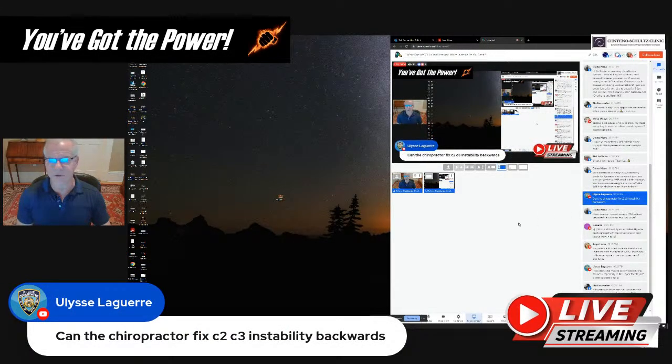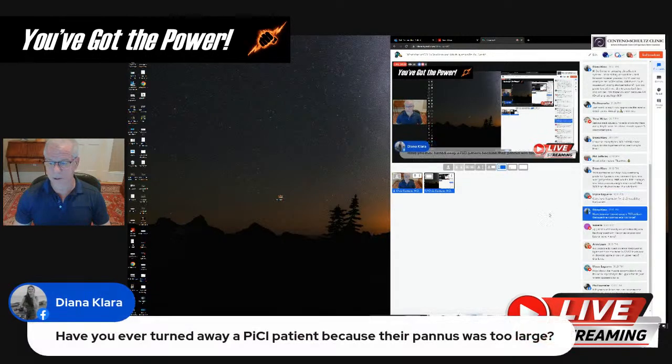Let's see, can the chiropractor fix C2-3 instability backwards? They can certainly put it back in place, but we're not going to heal that anterior longitudinal ligament. So in general, that wouldn't work.